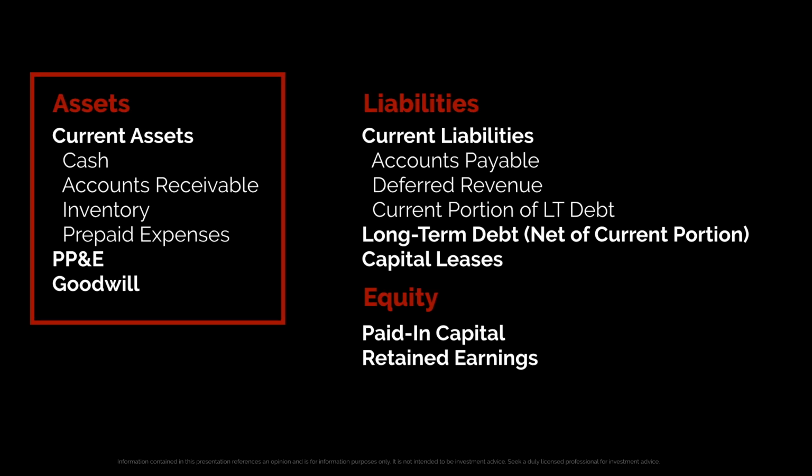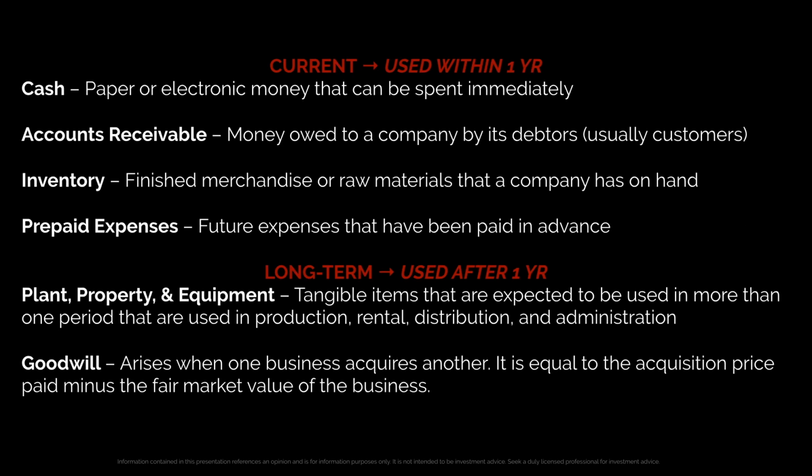So on our assets, we have a few line items. First, our current assets, which include cash, accounts receivable, inventory, and prepaid expenses. Next is PP&E, which stands for plant, property, and equipment. And the last one is goodwill. So let's go into these in a little more depth. First, we have cash. So this is just paper or electronic money that can be spent immediately. Sometimes you will see cash and short-term equivalents, which might be certain types of T-bills or treasury bonds that are very liquid and can be very easily moved into cash.